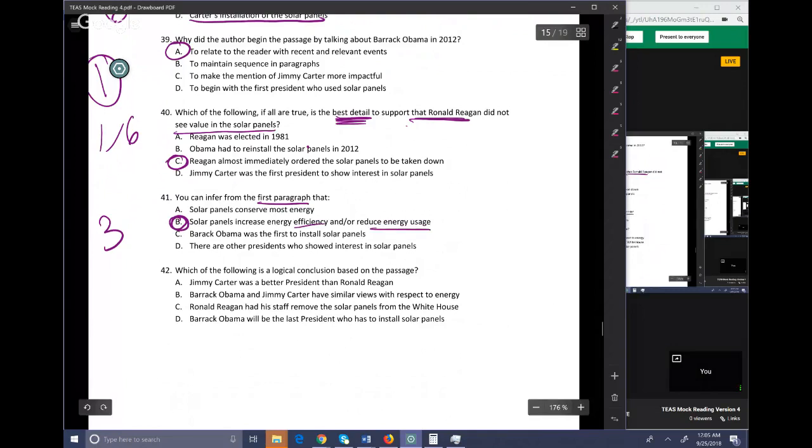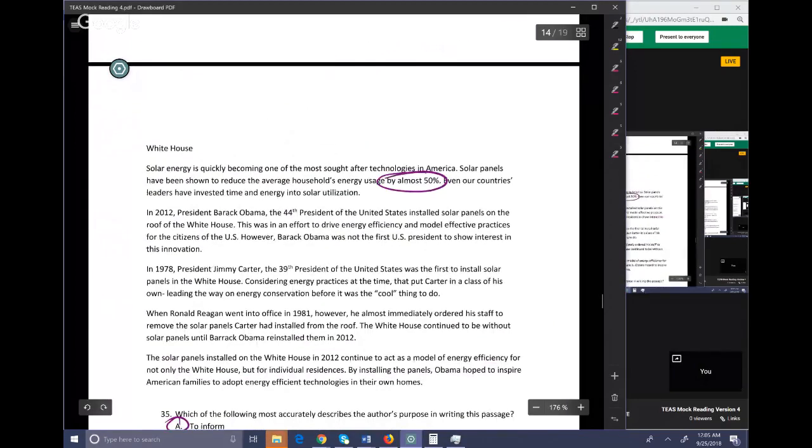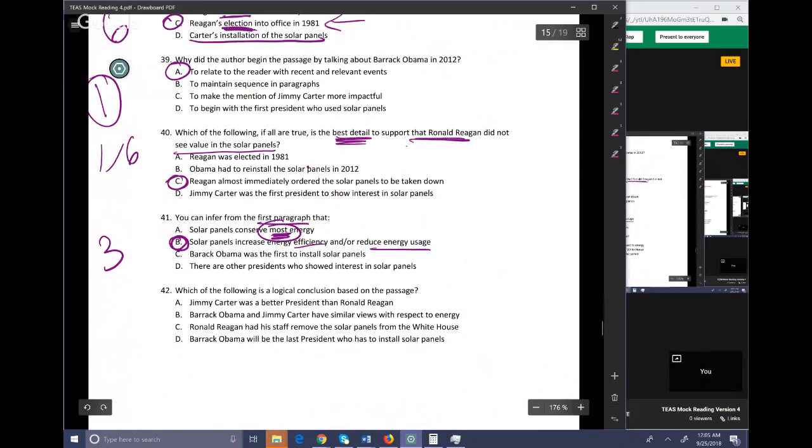The one that you might have gotten confused with is A. The problem with A is the word most, because we can't say definitively that most energy usage is cut by this. We can only say, yes, it would increase efficiency or it would reduce usage. We can't say by how much. I believe the passage says almost 50%. Almost 50% is not most, so that would actually also be incorrect.